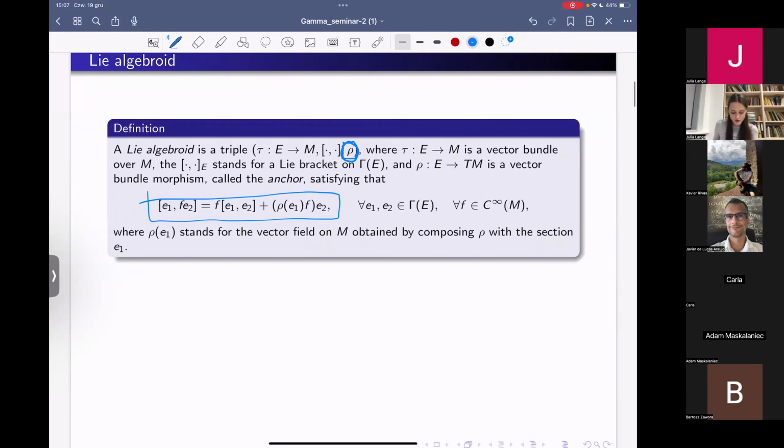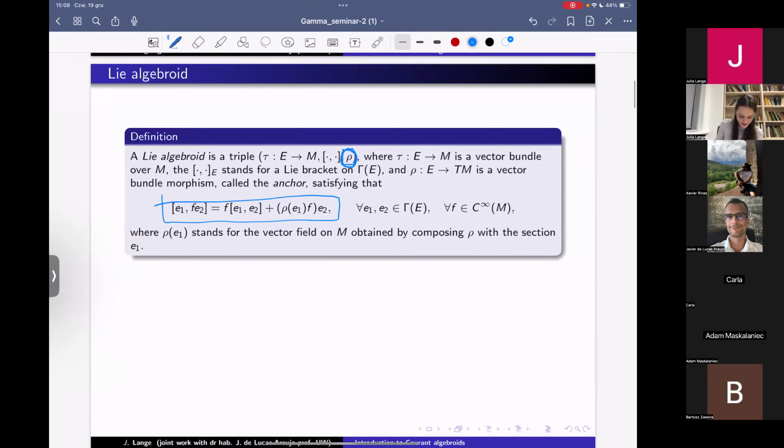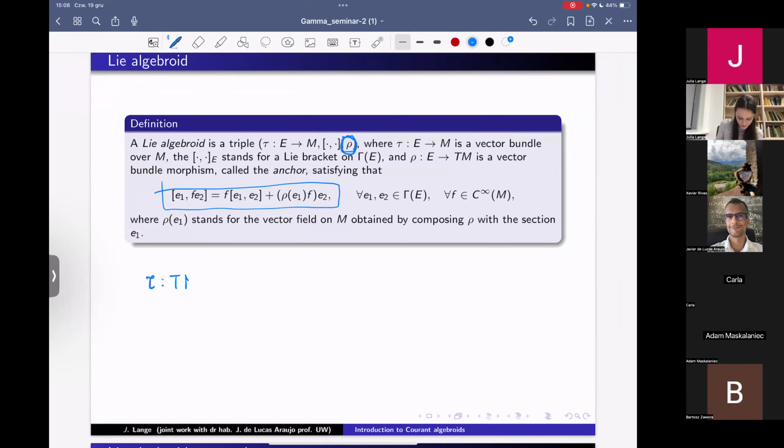The most trivial example of a Lie algebroid is just the simple tangent bundle. Then our anchor map becomes just the identity on the tangent bundle. Of course, this relation, whenever we have two vector fields and a function, goes down to the bracket of two vector fields plus X acting on f times the other vector field. So this is the simplest example of a Lie algebroid.